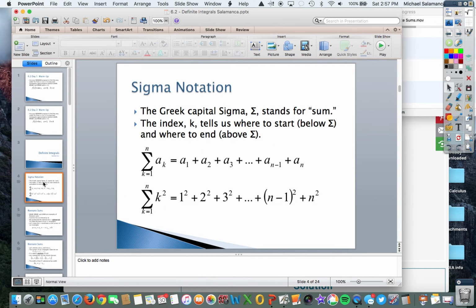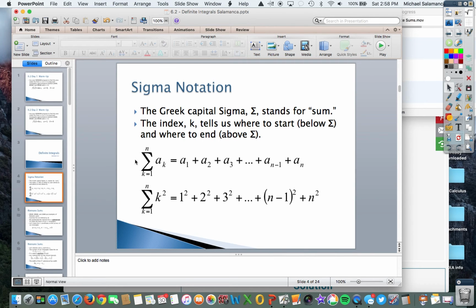So in here we're going to talk a little bit about some of the notation and some of the terminology you're going to need to know. We have the Greek capital sigma, which looks like that weird E. It stands for the sum or the sum of. The index k tells us where to start, located below the sigma, and where to end, above the sigma. Now, you usually see this denoted like you see down below.